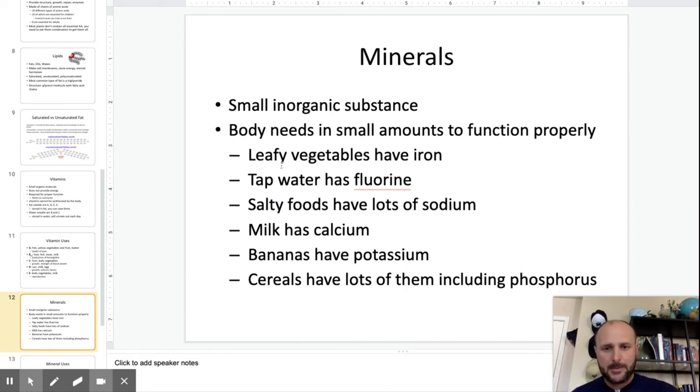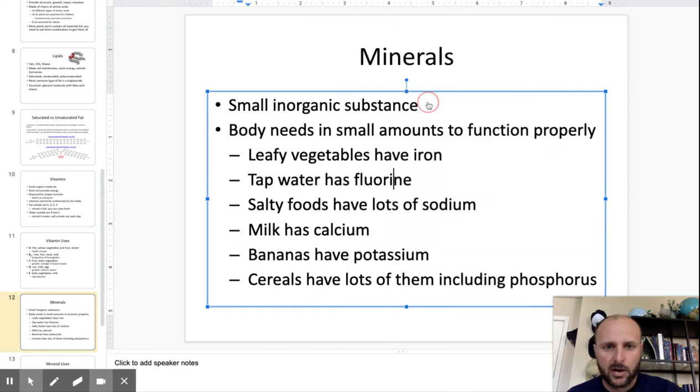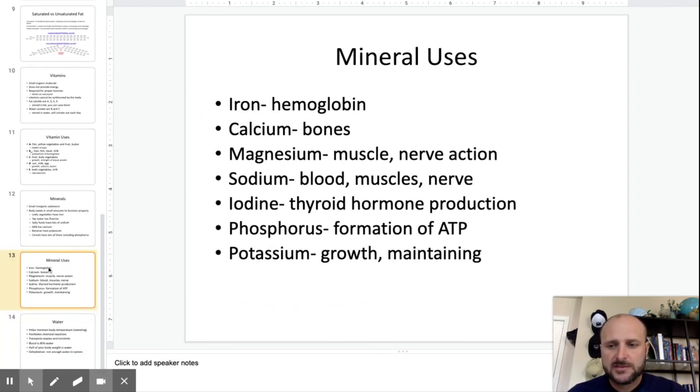And here's some examples of iron, fluorine, sodium. I don't know why my computer thinks fluorine is not a word, but fluorine is a word spelled correctly. Sodium, calcium, potassium, phosphorus. Here are some mineral uses. You can read those, all important stuff.